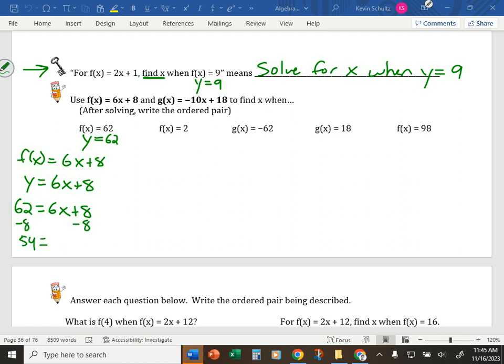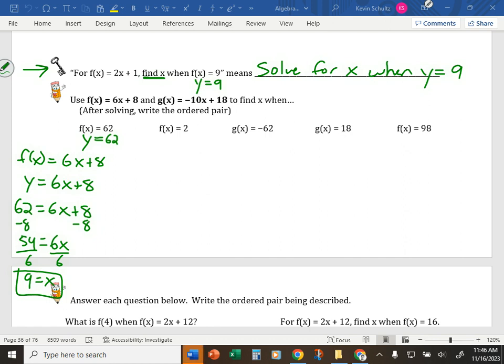62 minus 8 is 54. So 54 equals 6x. What would your second step be? Divide by 6 to get x by itself. 54 divided by 6 equals 9. And so 9 is our value for x.